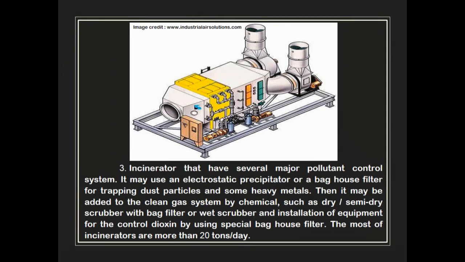Incinerators that have several major pollutant control systems may use an electrostatic precipitator or a baghouse filter for trapping dust particles and some heavy metals. Then chemicals may be added to the clean gas system, such as a dry or semi-dry scrubber with bag filter or a wet scrubber, along with installation of equipment for the control of dioxin by using a special baghouse filter. Most of these incinerators are more than 20 tons per day.